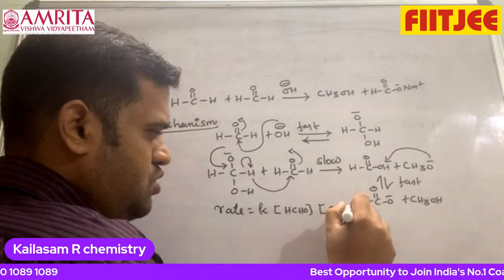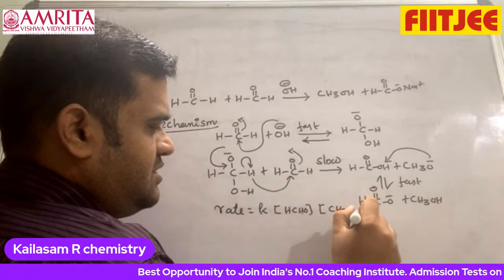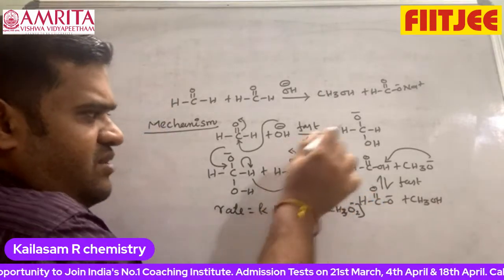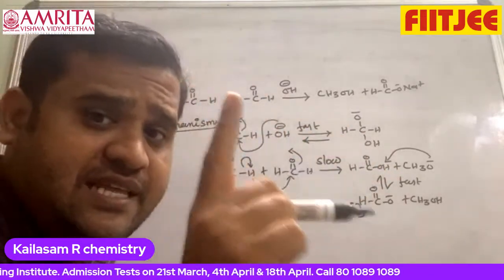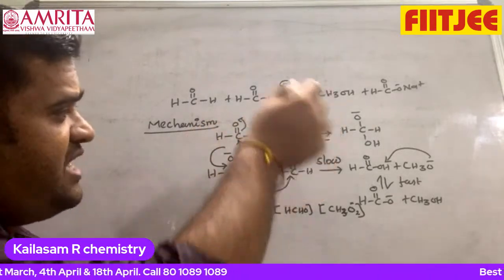CH2... I can write this as CH3O2 minus to understand this. CH3O2 minus is coming from the first step. That means it is an intermediate, and an intermediate cannot be expressed in the rate equation. So where does this intermediate come from? It comes from the first step.